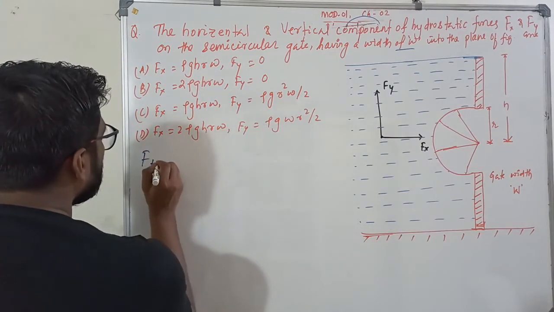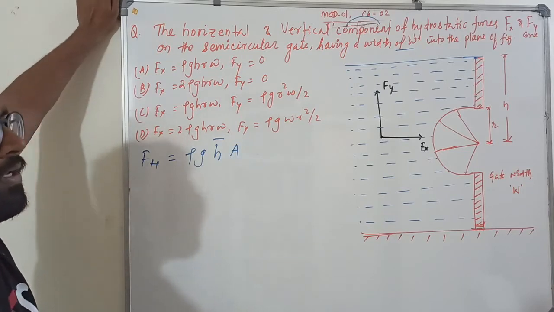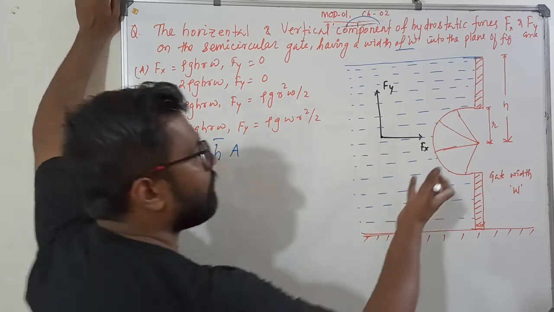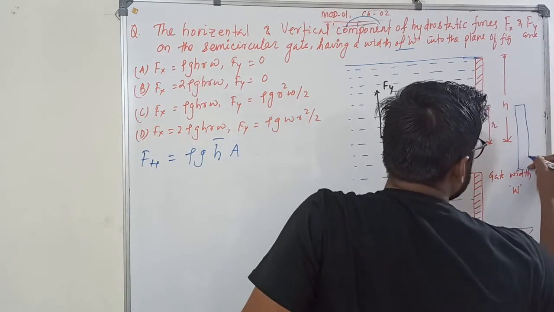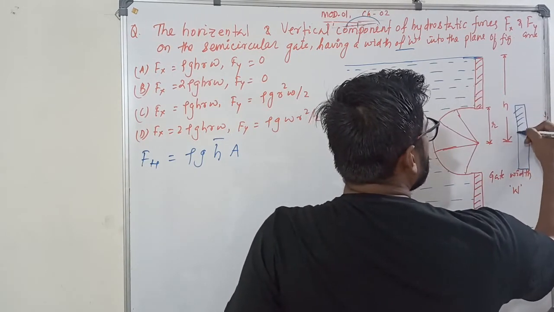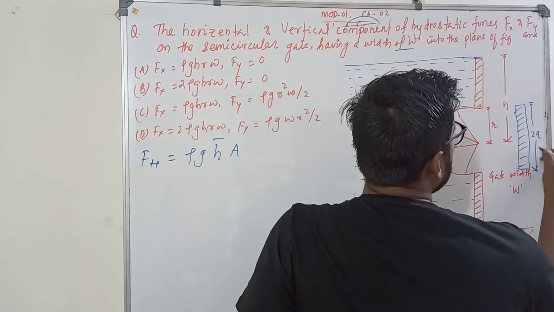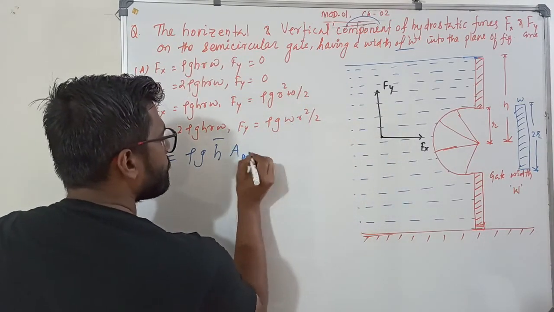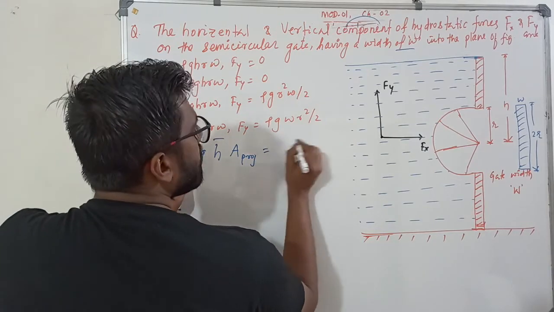We know what the horizontal component of a curved surface is. It is rho g h bar A. How have we calculated? Area. This area is which area, sir? This area is the projected area. So if I project the semicircle on a plane, what will I get? Sir, you will get a rectangle of 2r length and width W. Okay. So this is your A projected. So what is your rho? Sir, density.